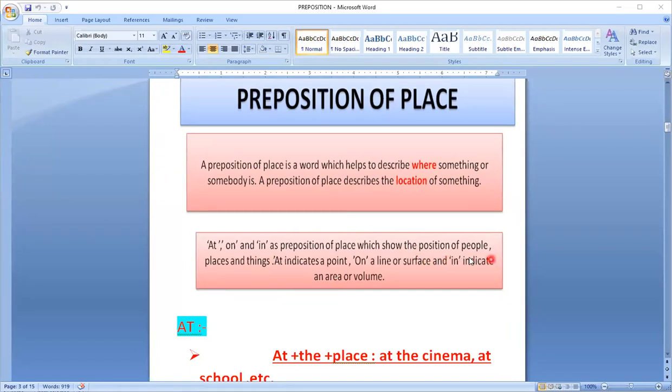वो शो करते हैं पीपल की जो पोजीशन होती है, प्लेसेस की और थिंग्स की। So at indicates a point, और at किसके लिए यूज करते हैं, हम as a point के लिए यूज करते हैं। And on as a line or surface, जब कोई लाइन या सरफेस आती है तो we use the preposition on. And in indicates an area and volume, जब हम किसी भी एरिया और वॉल्यूम की बात करते हैं तो इसके लिए हम in preposition यूज करेंगे.